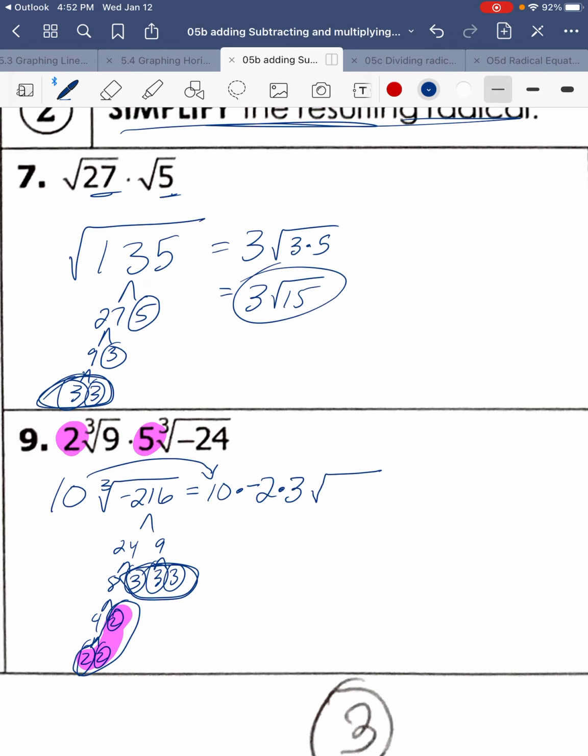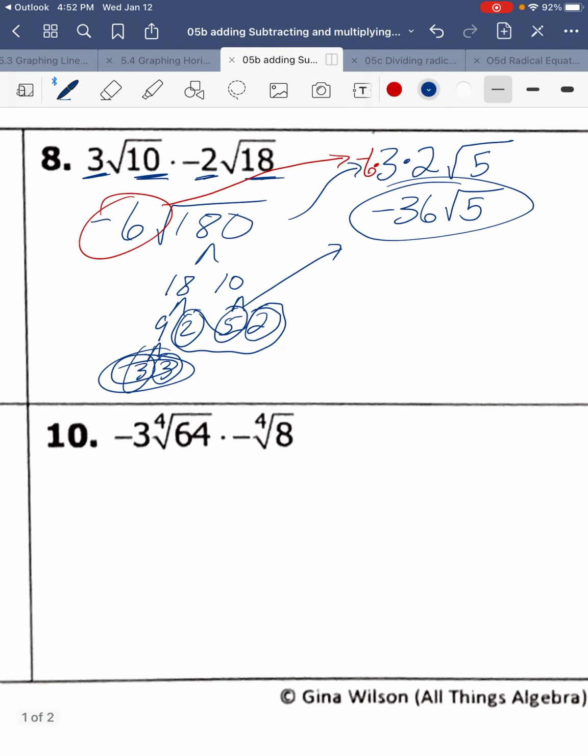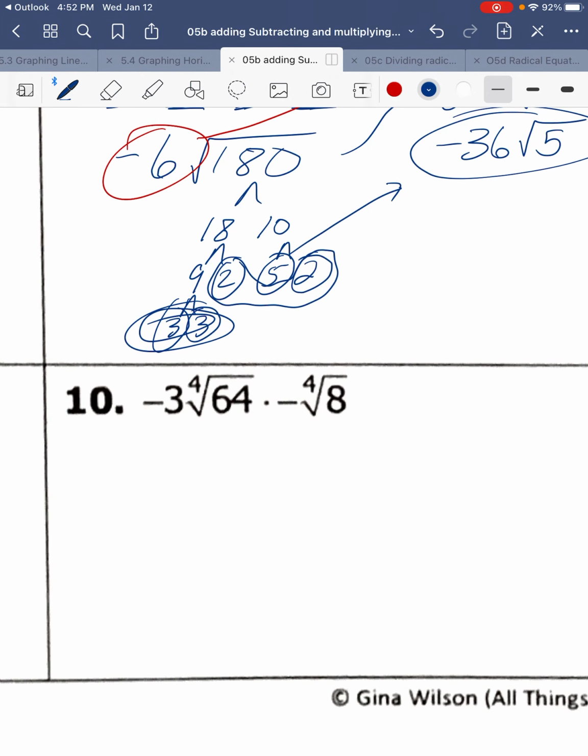What's left over? Oh, there's nothing. So cube root goes away. That's awesome. And so now we have 10 times -2 is -20 times 3 is -60. There's your final answer.